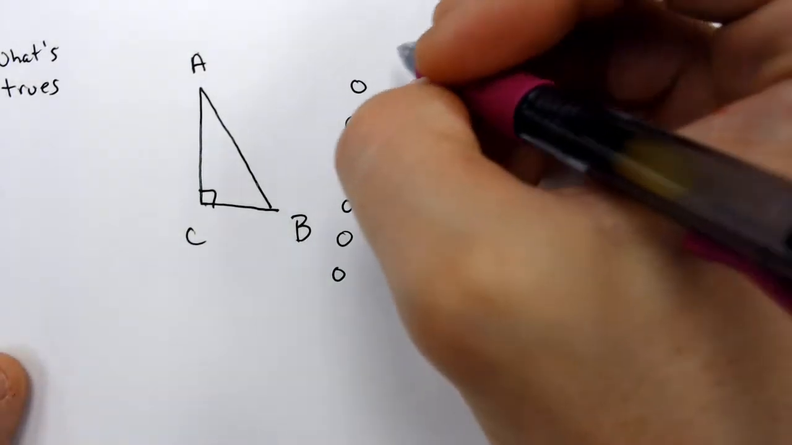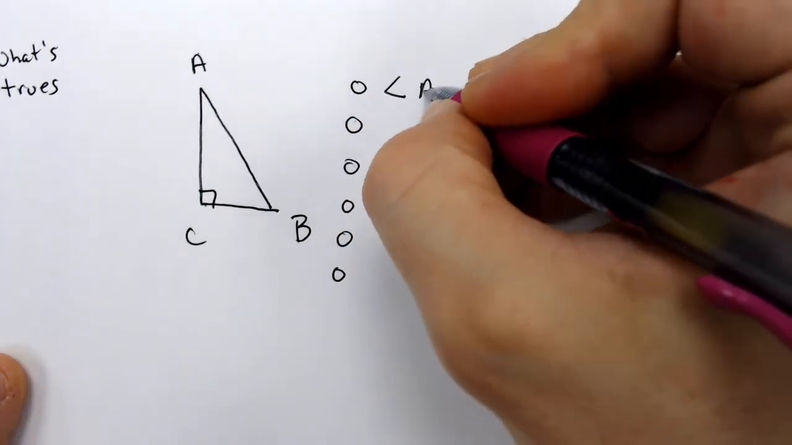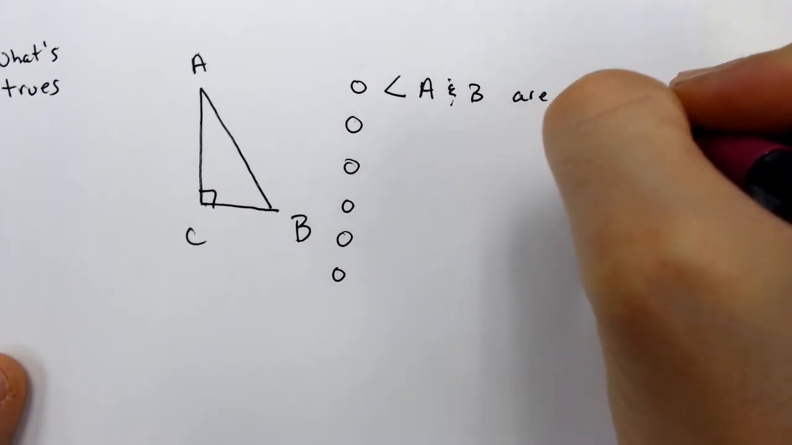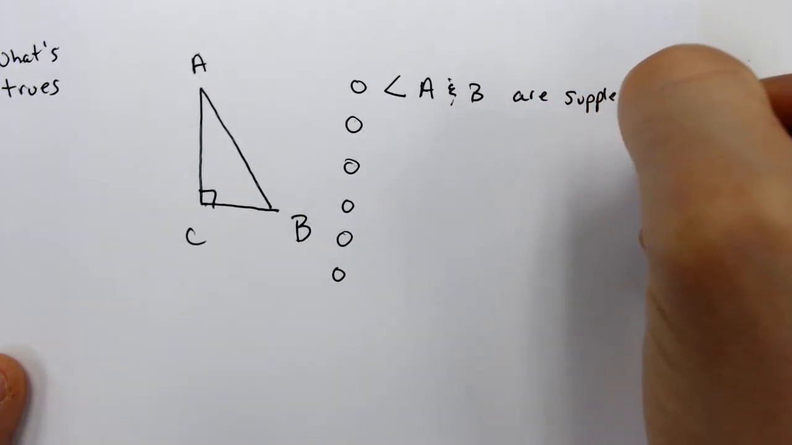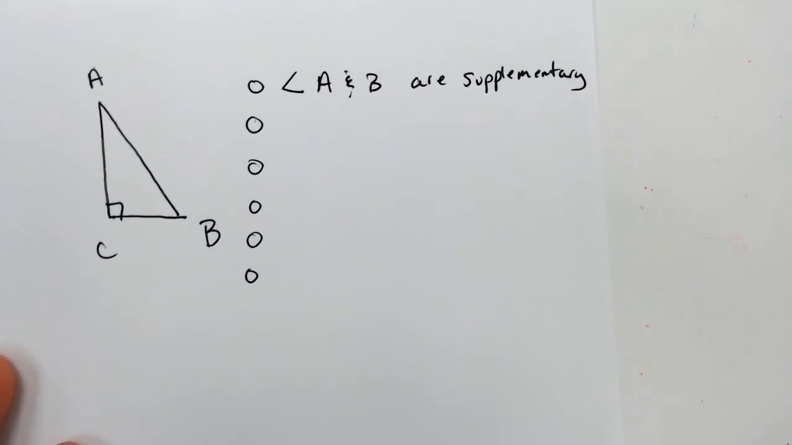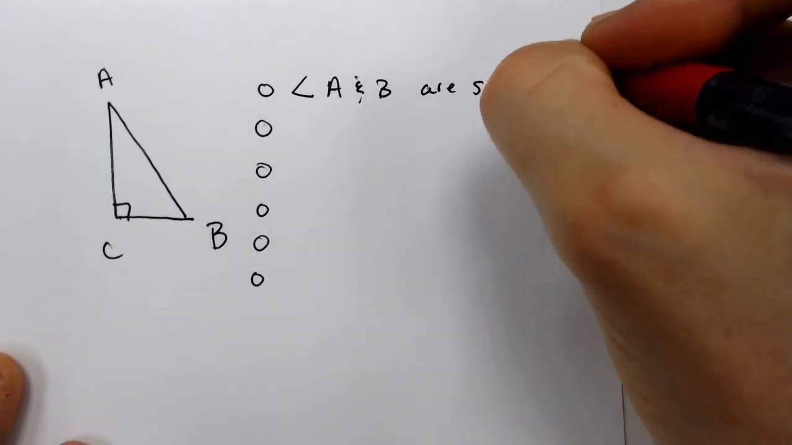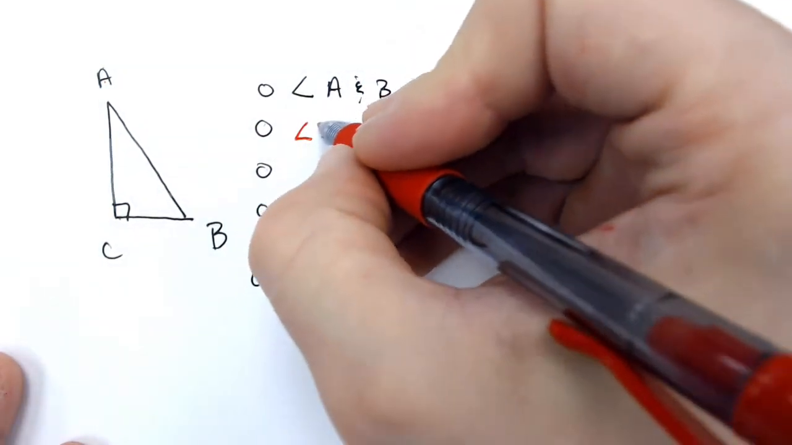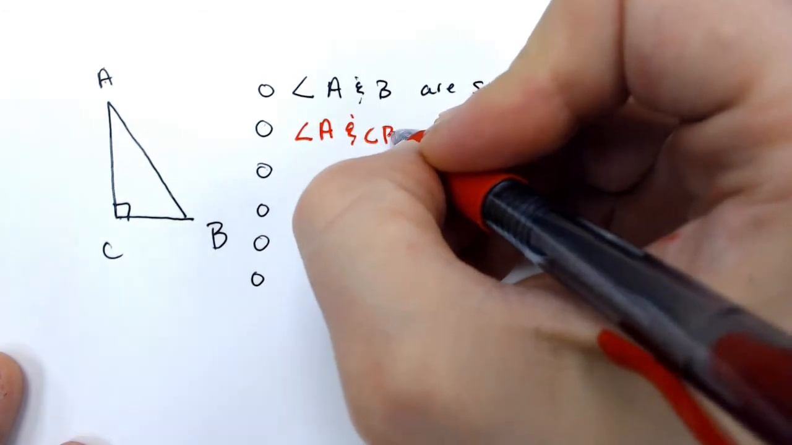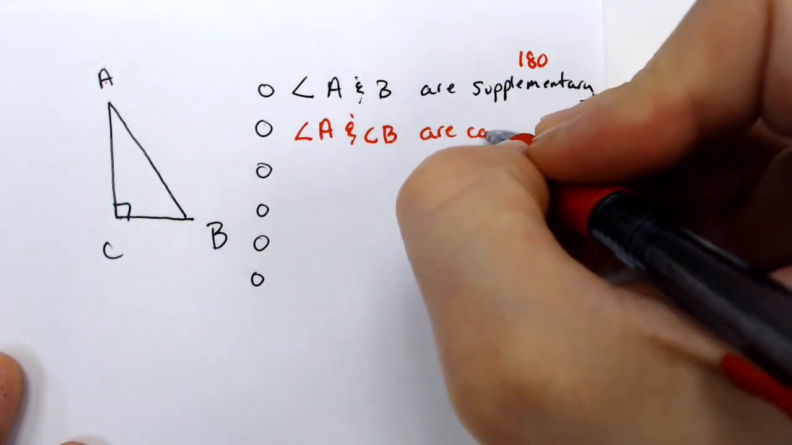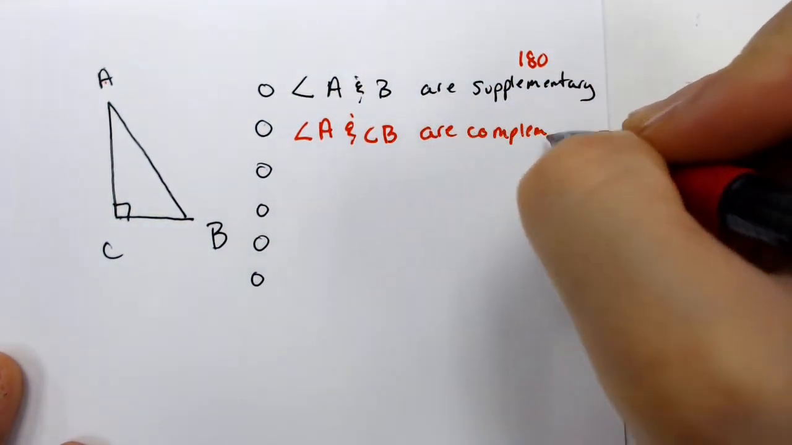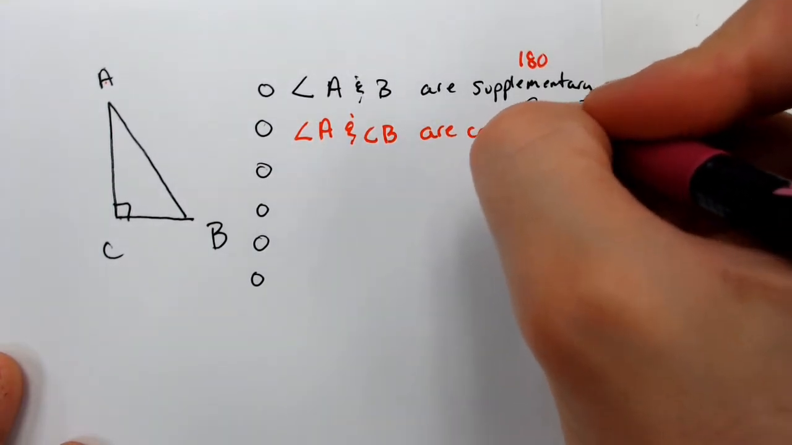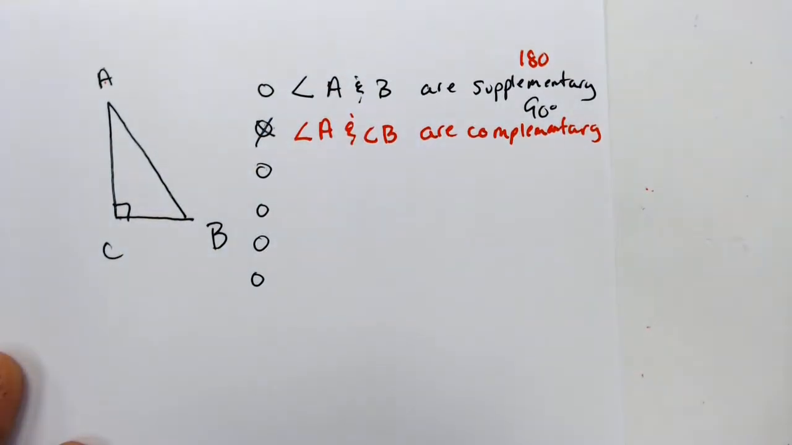So the first one is going to be A and B are supplementary. And the answer to that is absolutely not. Supplementary means they add to 180. But A and B, they add to 90. So this is not true. Angles A and B are complementary. And that is true because complementary is 90. So that would actually work.